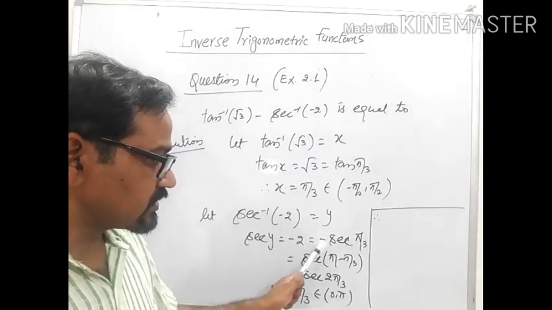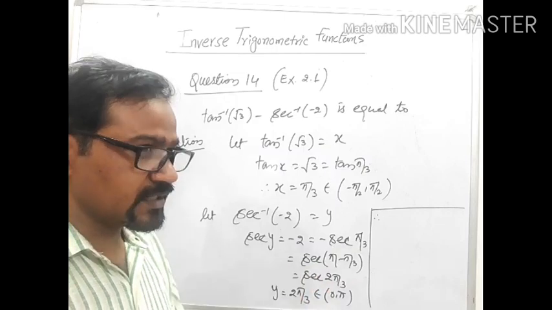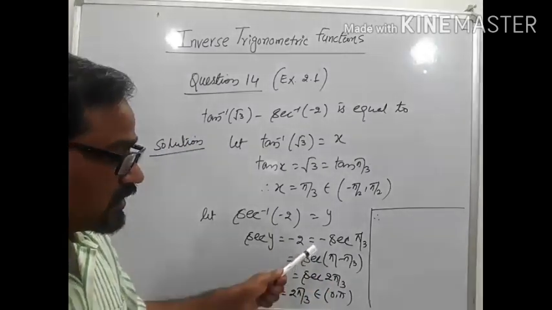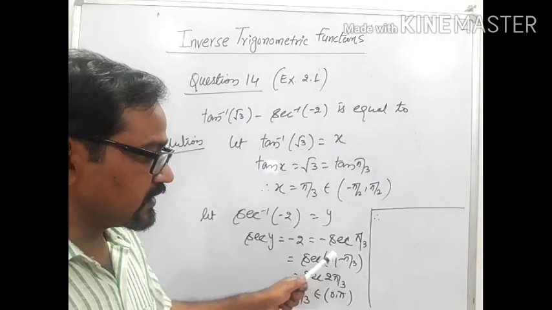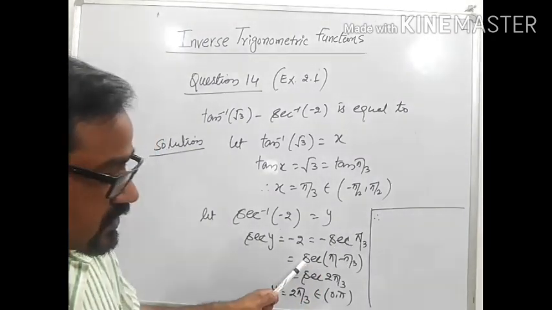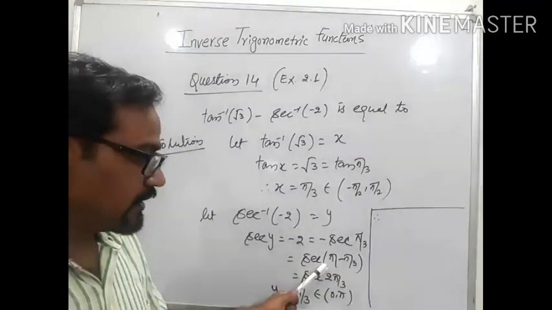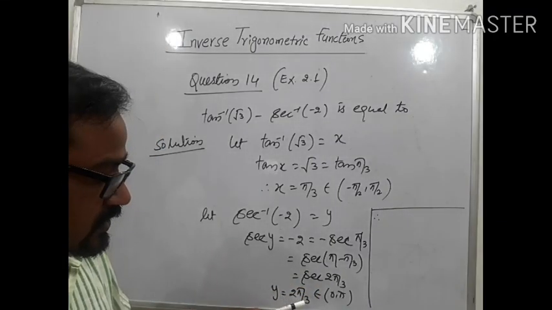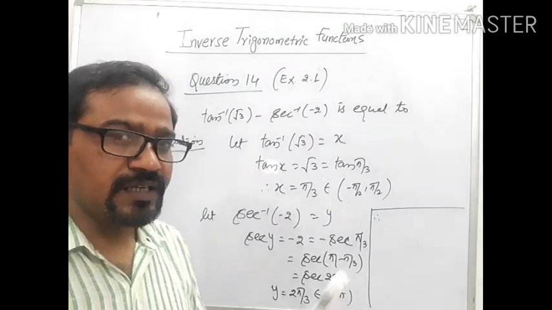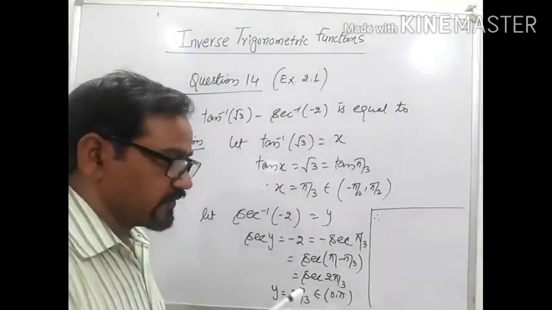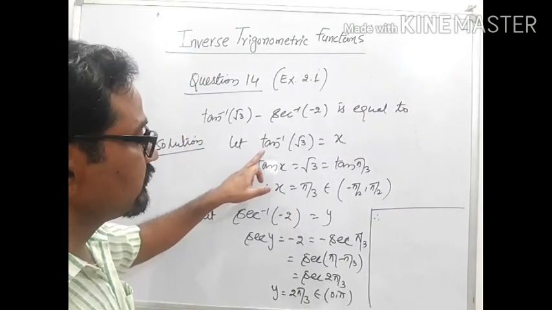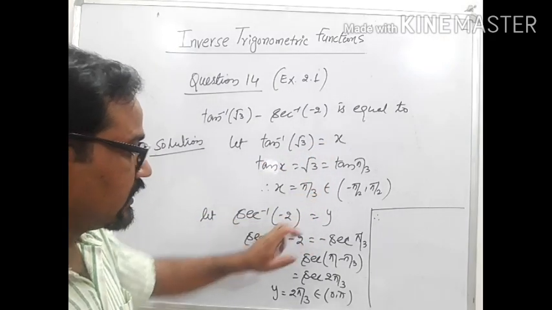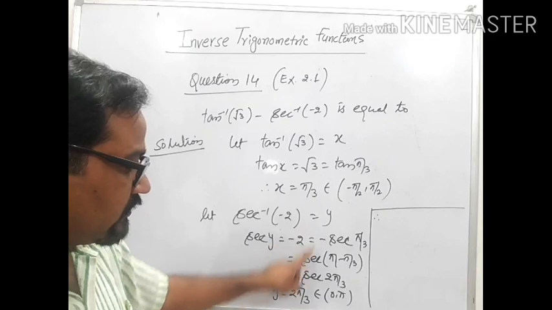Therefore minus 2 means minus sec pi by 3, and sec is negative in the second or third quadrant. Therefore in the second quadrant, minus sec pi by 3 is sec of pi minus pi by 3, and pi minus pi by 3 means 2 pi by 3. Therefore y equals 2 pi by 3, which belongs to 0 to pi, the range of sec inverse. So the value of tan inverse root 3 is x, or pi by 3, and the value of sec inverse minus 2 is y, which is 2 pi by 3.